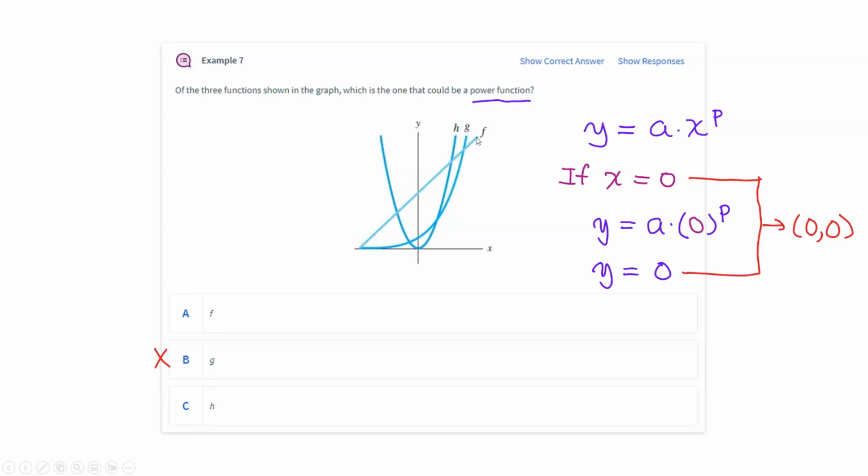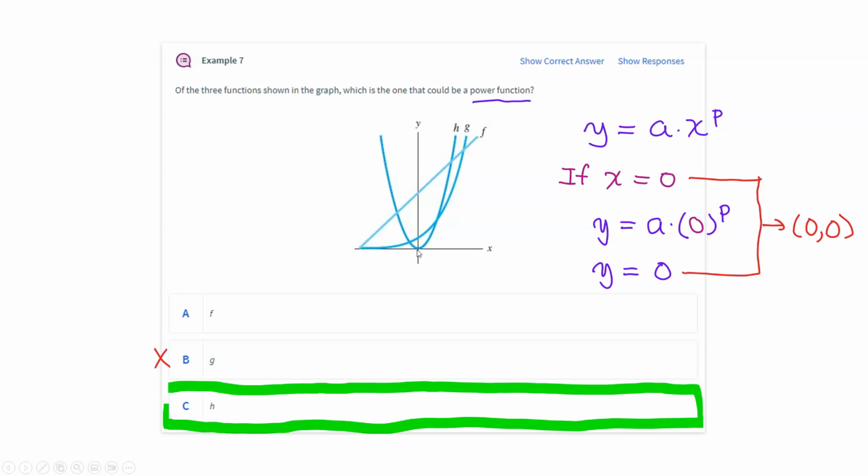This linear function does not. I don't know what this number is, but it clearly is not here. And that's another reason why g of x was not a power function either, because its y-intercept occurs above the origin. H is the only one that has (0, 0) as a point. So that's why h would be the one that's most likely to be a power function.